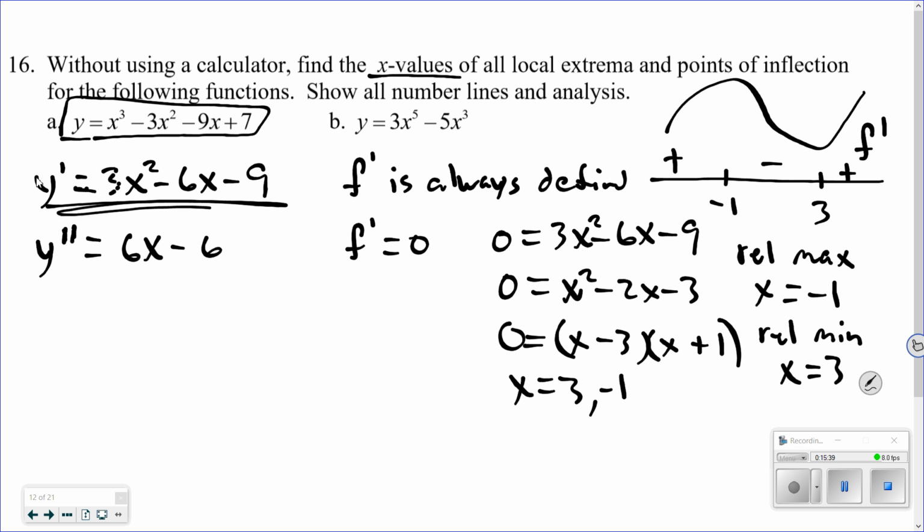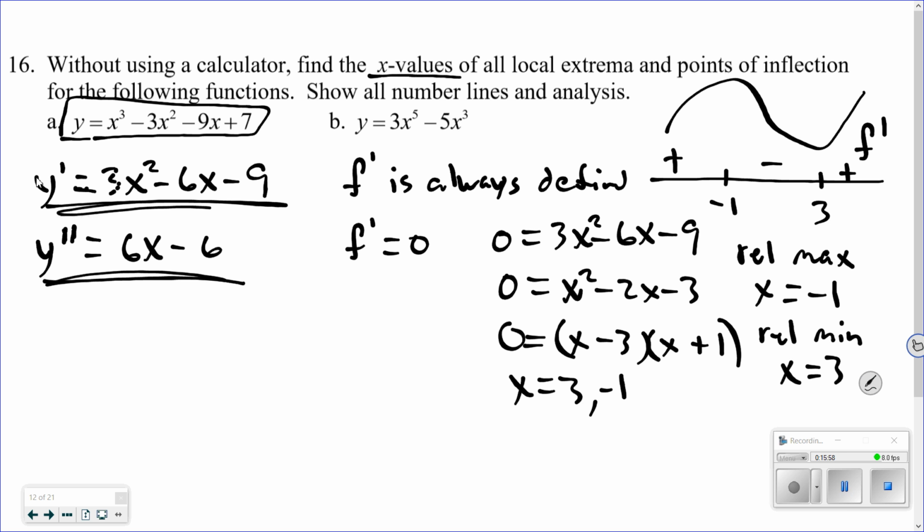Okay, there's the first half. That is the first derivative number line test. It's finding when functions are increasing or decreasing. It's finding when you have local extrema. The second part is finding points of inflection and concavity. So that's the second derivative. So we do the same thing, but we just do it with the second derivative now.